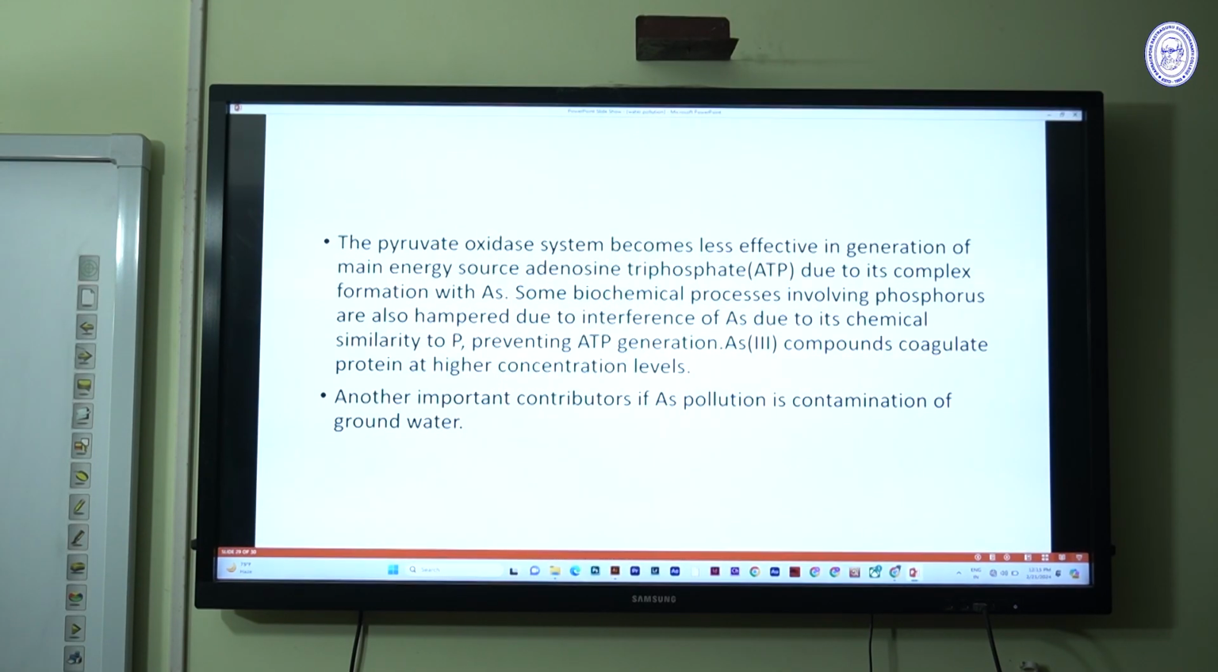Then only you can prevent arsenicosis, and enzymes can produce ATP. So these are all about your water pollution. Okay, thank you.